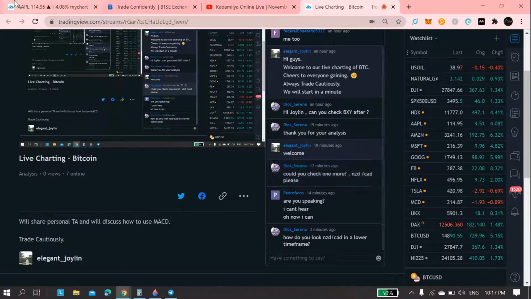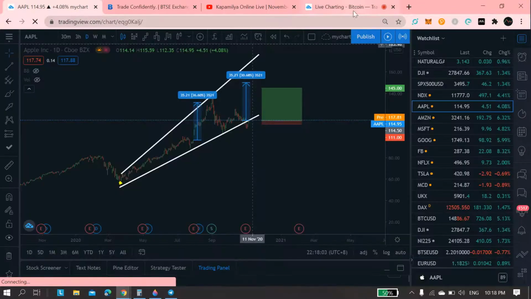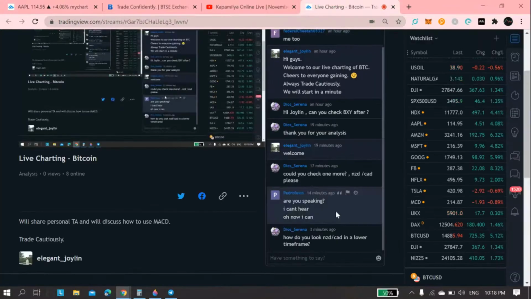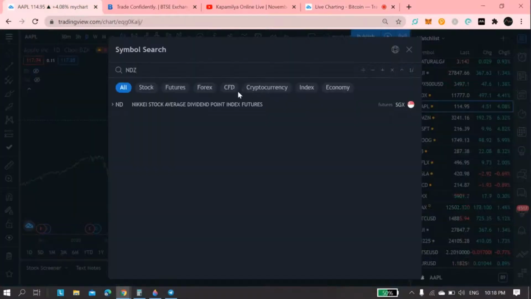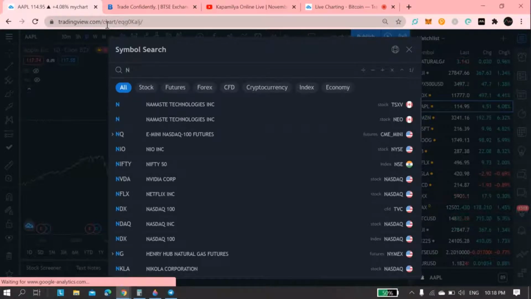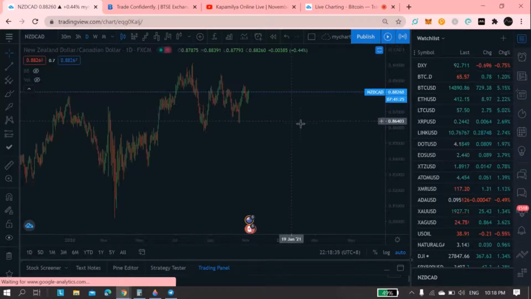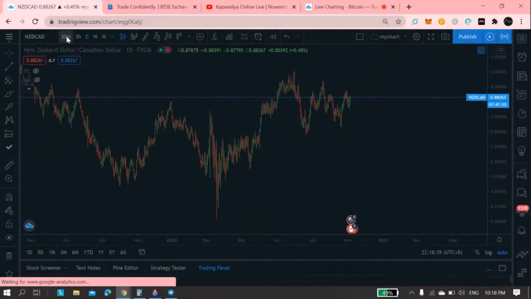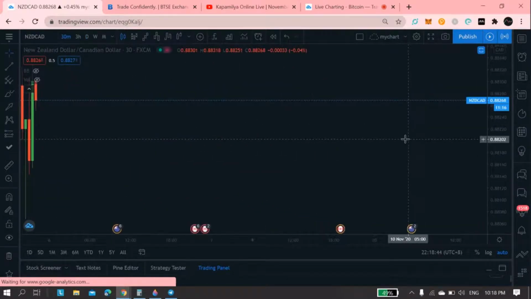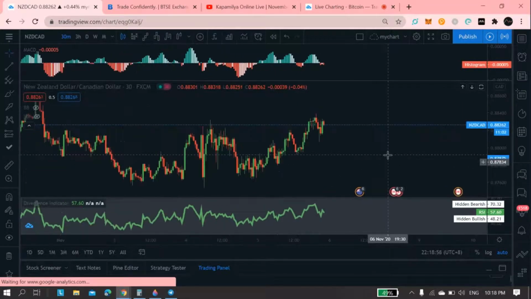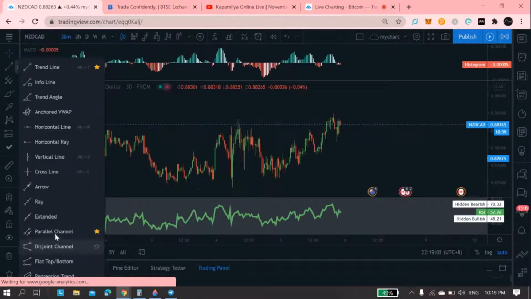Oh, in a lower time frame? What lower time frame? Let's use, what's that, NDC something? Oh, NZD. Sorry, the New Zealand NZD Canadian. Let's look at the lower time frame, which is the 30 minutes time frame. We can use the parallel channel here.